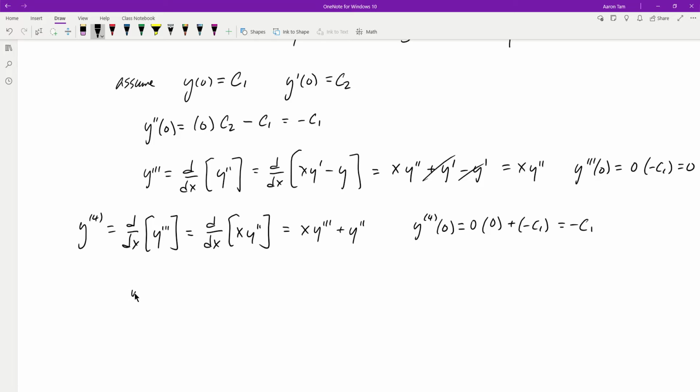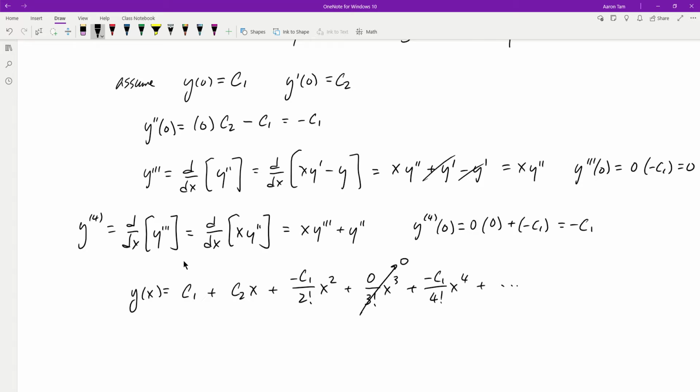So my Taylor series would be y of x is equal to y of 0, which is c1, plus y prime of 0, which is c2, times x, plus y double prime at 0, which is negative c1 over 2 factorial x squared, plus the third term is 0 over 3 factorial x to the third, plus the fourth term is the fourth derivative at 0, which is negative c1 over 4 factorial x to the fourth, plus dot dot dot. So obviously this term goes to 0, which is the reason why we have to have an extra term.